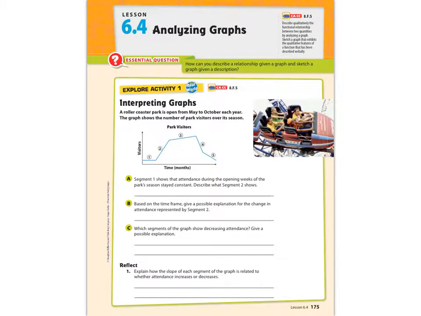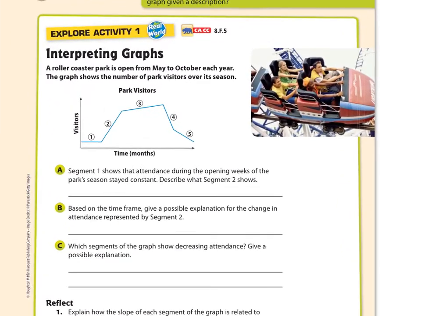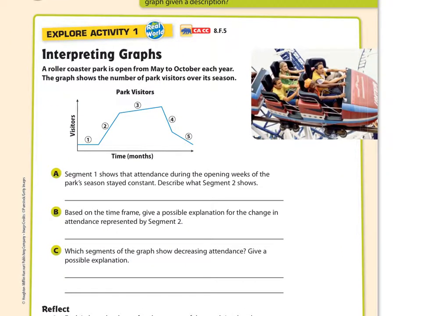The essential question is, how can you describe a relationship given a graph and sketch a graph given a description? So in this lesson, we're going to be looking at the behaviors of graphs, how to describe what's happening in a graph, and we're going to take a look at this first explore activity that says a roller coaster park is open from May to October each year. The graph shows the number of park visitors over its season.